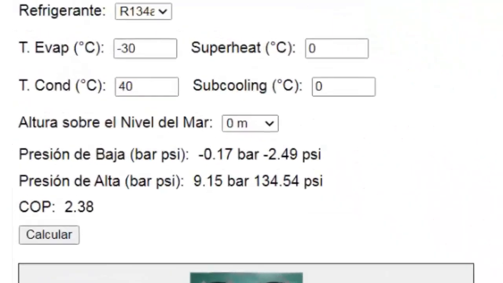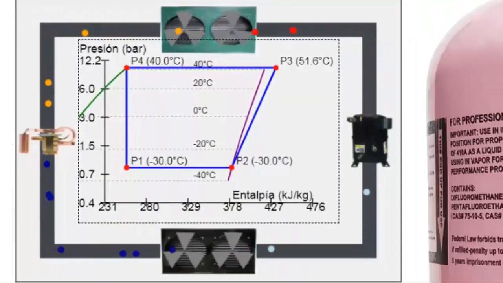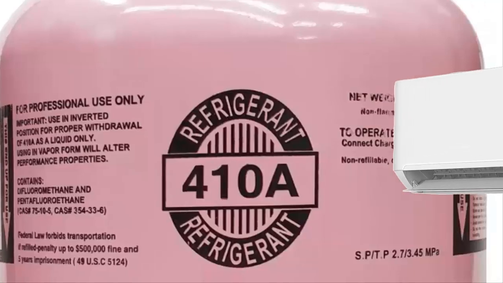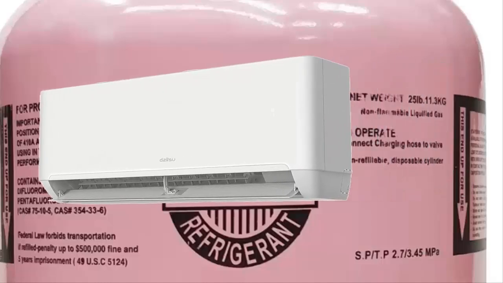In this video, we will explore the exact pressures required by the R410A refrigerant in air conditioning systems. We will also quickly analyze its thermodynamic behavior.